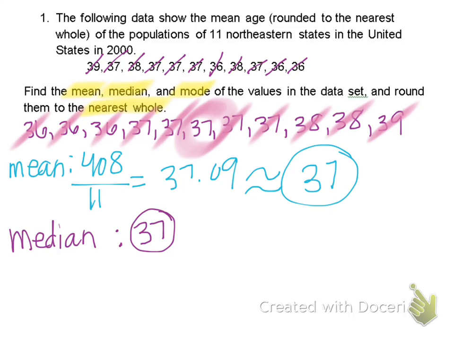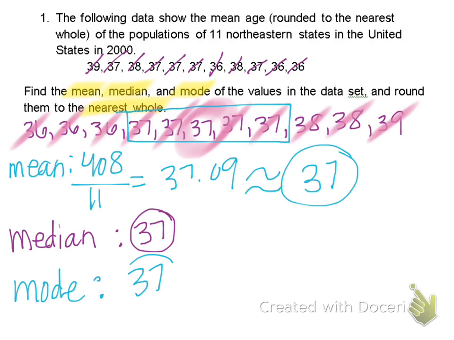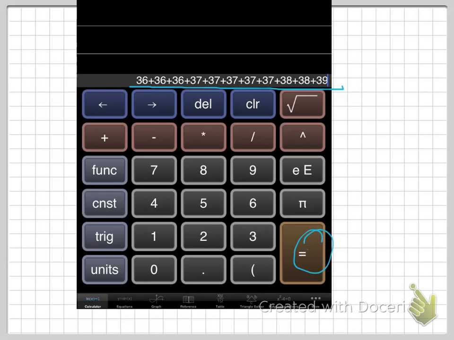And then the third measure that I'm looking for is the mode. Mode is most, so I need to look at which number occurs in the list the most times. And I can see pretty easily here that 37 is listed the most times, so 37 is the mode as well. So that makes sense that 37 is the answer for all of them because 37 shows up quite a few times in this list. And that's all we need to do for that problem.